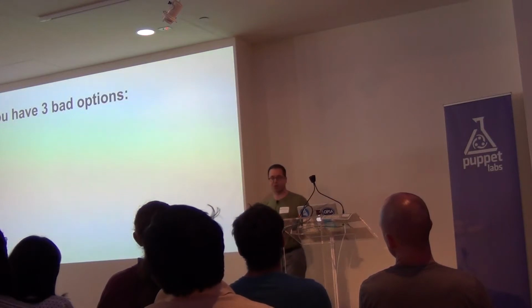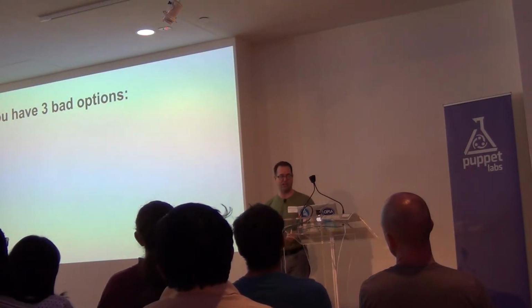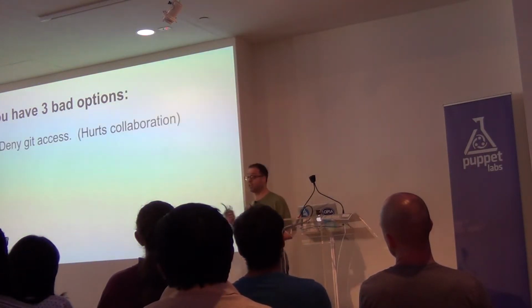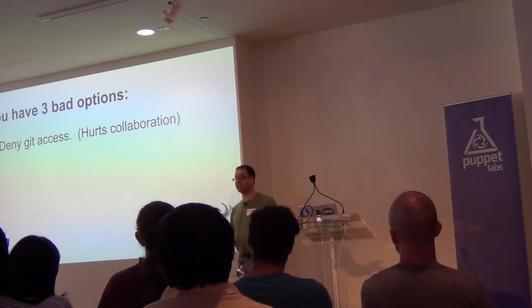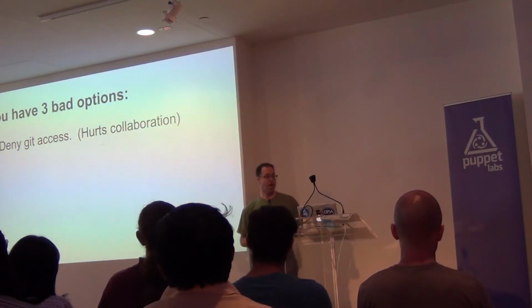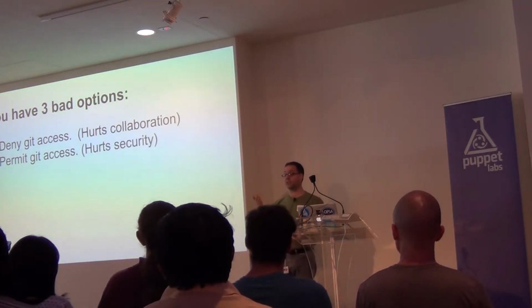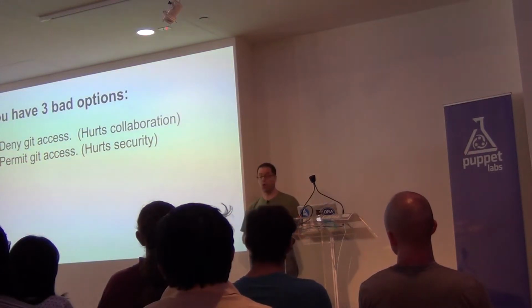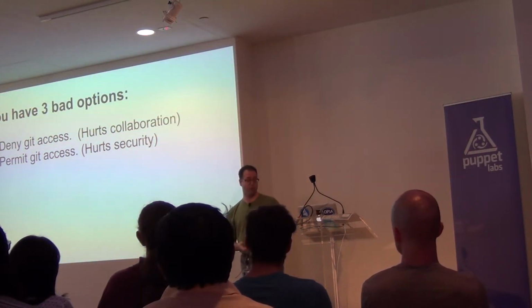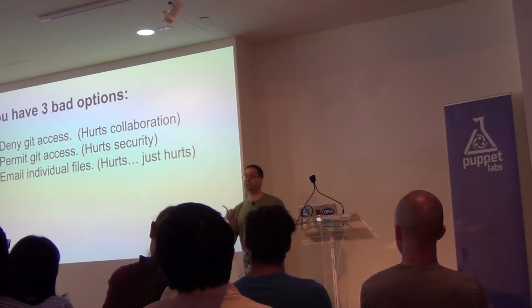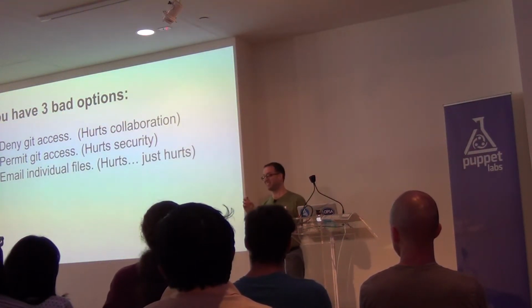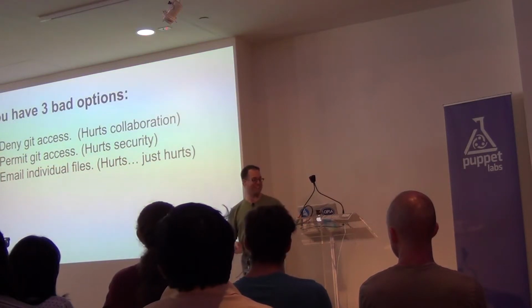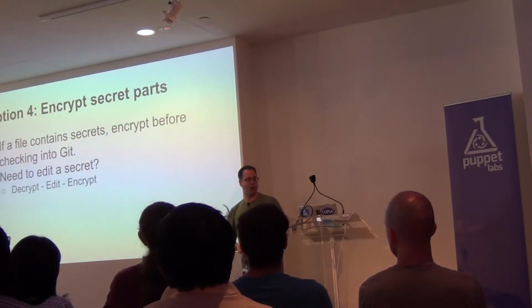So you have 3 bad options as far as this collaboration is concerned. One, you can deny Git access to these developers that you want to collaborate with, which hurts your ability to collaborate with them, so that's not good. You can permit Git access to these developers, which hurts security, as I said before. Or you can just email the individual files that they need to see, which is just a big bowl of pain. So you don't want to do that.